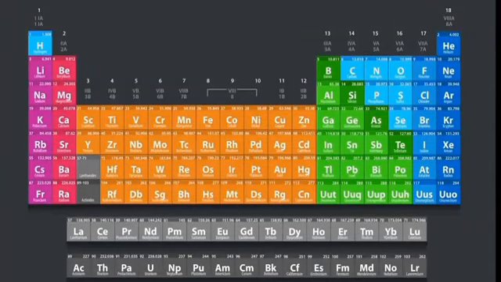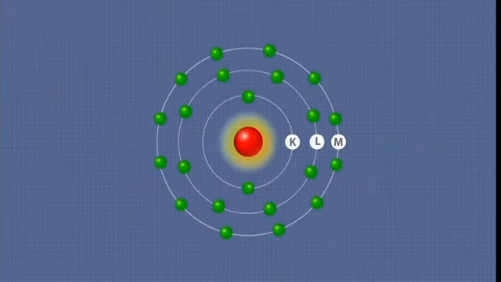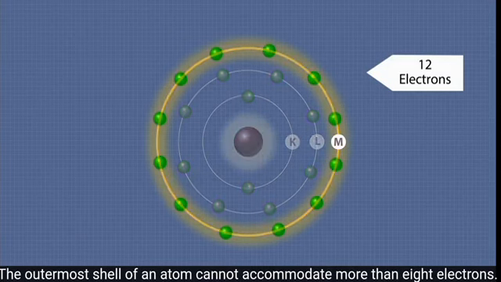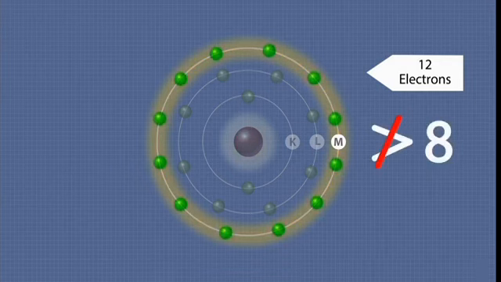In this module, you will learn about electronic configuration. During the arrangement of electrons in the shells, the outermost shell of an atom cannot accommodate more than 8 electrons, even if it has the capacity to accommodate more electrons.